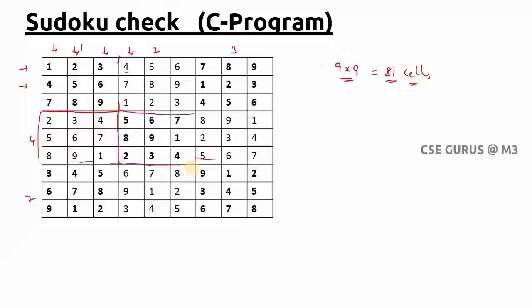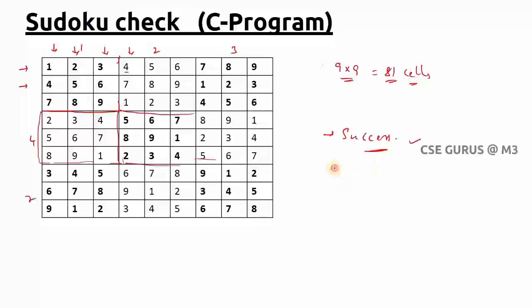So now what you need to do is write a C program where the input is like this, the filled grid. The output will be: if everything is perfect, that means every row, every column and every cube satisfies the constraints I told you, then I can say the output is success. That means yes, the filled grid is correct.